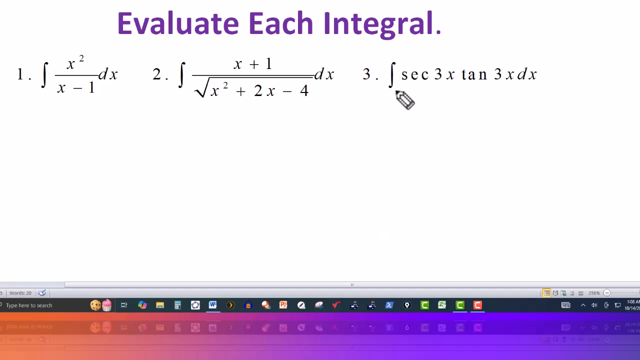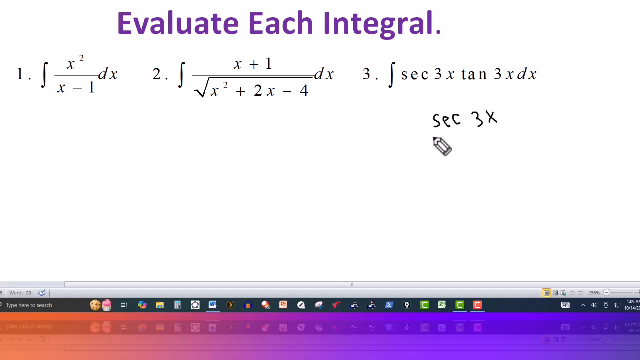Now, the third one, we have the integral of secant of 3x tangent of 3x dx. We know the derivative of secant is secant times tangent with the appropriate angle. So the answer here is just going to be secant of 3x. So notice, to check this, I take the derivative of this, and that should give me the secant of 3x and tangent of 3x. But then you have to use the chain rule and multiply by the derivative of the 3x, which would be 3.